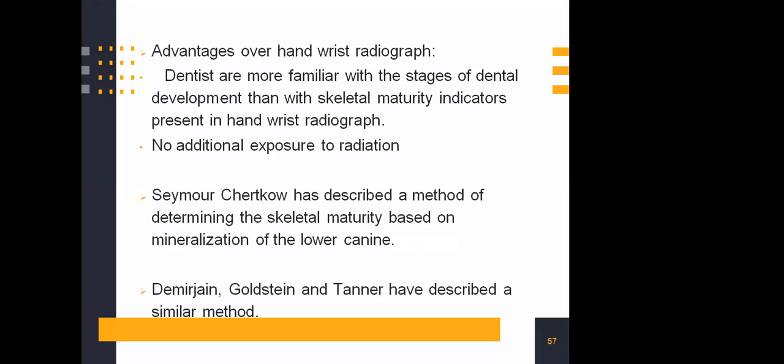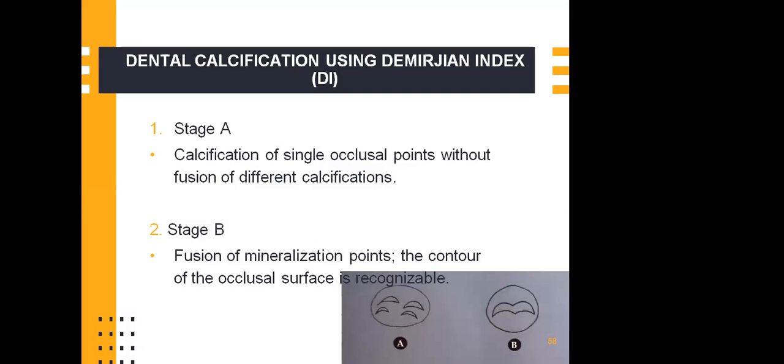Advantages of this method over the hand wrist radiograph are that dentists are more familiar with the stages of dental development than with the skeletal maturity indicators present in the hand and wrist radiograph, and no additional exposure is required in this case. Seymour Chortno has described the method of determining the skeletal maturity based on the mineralization of the lower canine. Likewise, Demirjian, Goldstein, and Tanner have also described a similar method. Now let's look in detail at the Demirjian index.